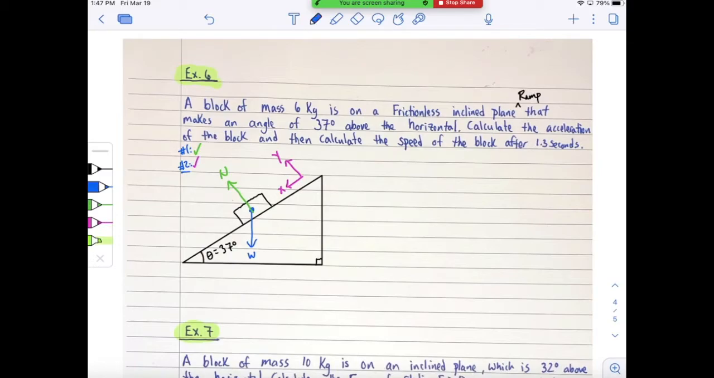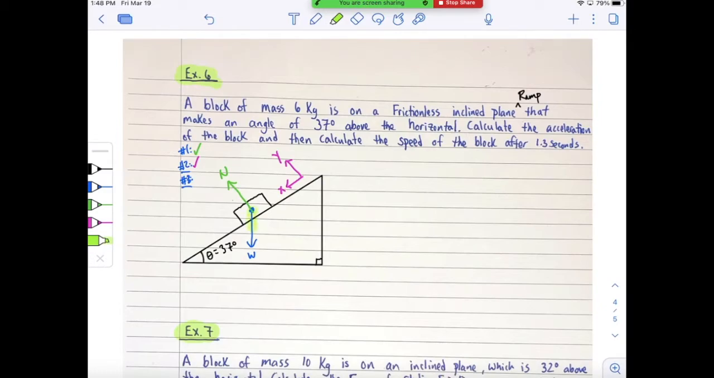Step number 3. Step number 3 says look at your coordinate system and look at the vectors that you have from step 1 and see if there's any vectors that are not aligned with your axes. So if you have any vectors that aren't lined up, you're going to have to do SOHCAHTOA. So I'm just going to take a peek here. Here's my normal vector, and my normal vector is perfectly lined up with the y-axis, so I don't have to do SOHCAHTOA on those 2.